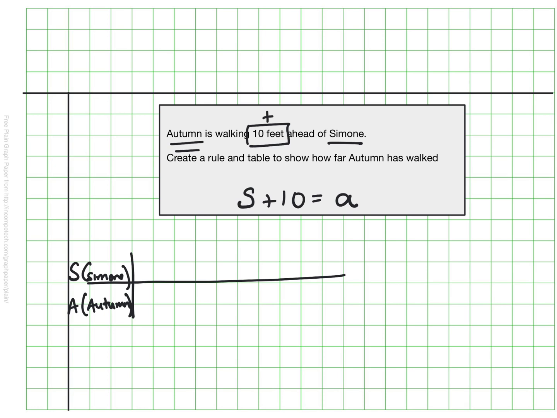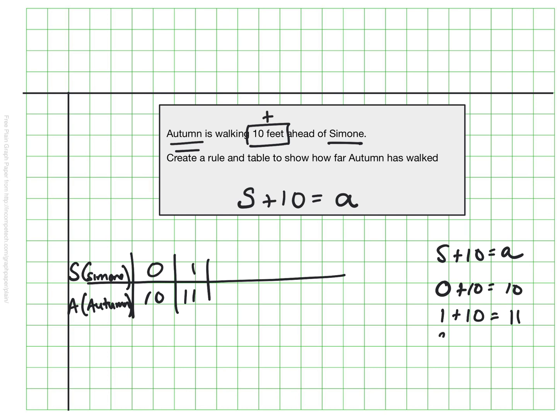And notice I switched the direction of the table, right? Sometimes they're vertical, sometimes they're horizontal. Either way is fine. But I know if Simone has walked 0 feet, and I have this as my rule, I would substitute or evaluate what would happen if I had 0 here. And of course, that would be 10. If Simone has walked 1 foot, and I add 10 to that and evaluate, of course, that would be 11.